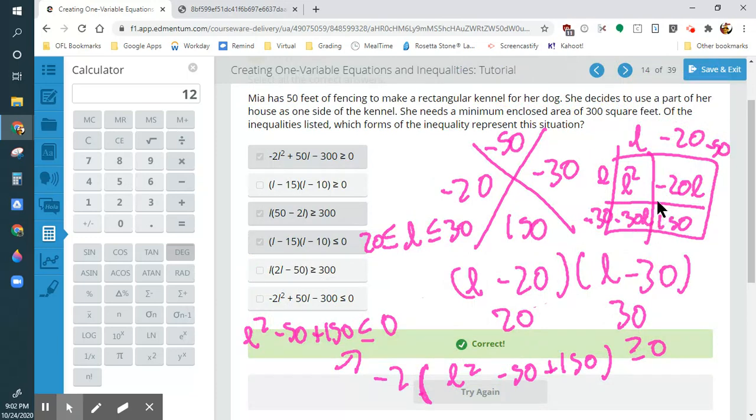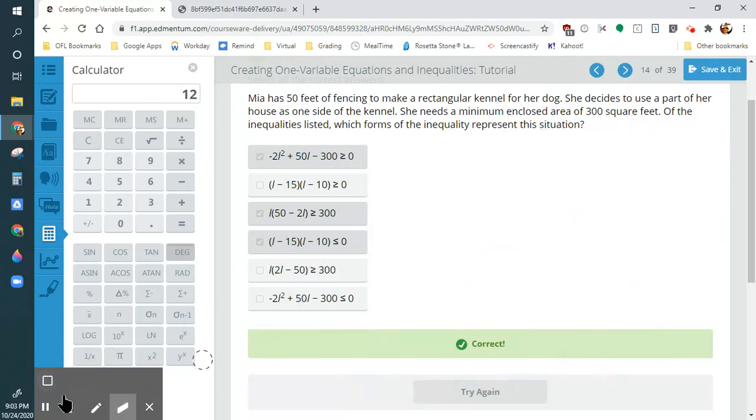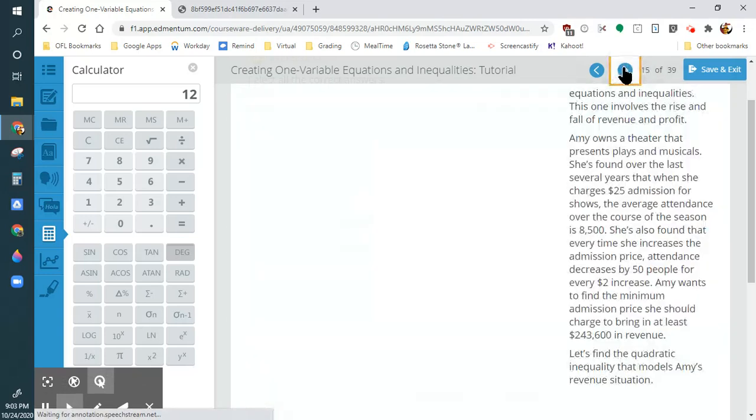I really should have used different colors here, guys. I'm sorry. All right, so let's move on.